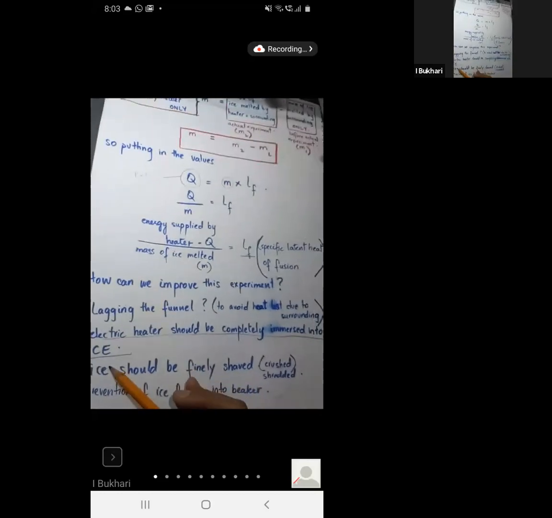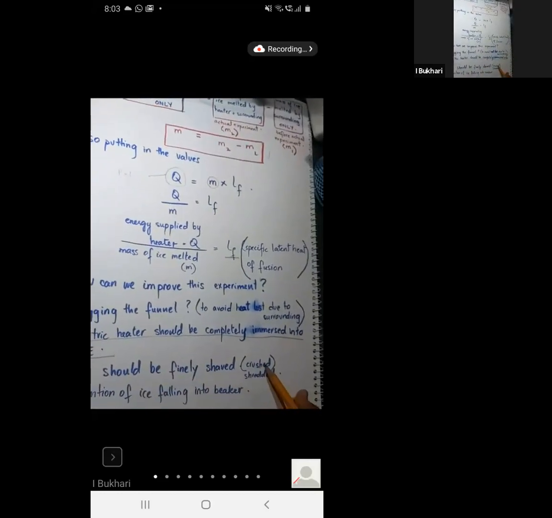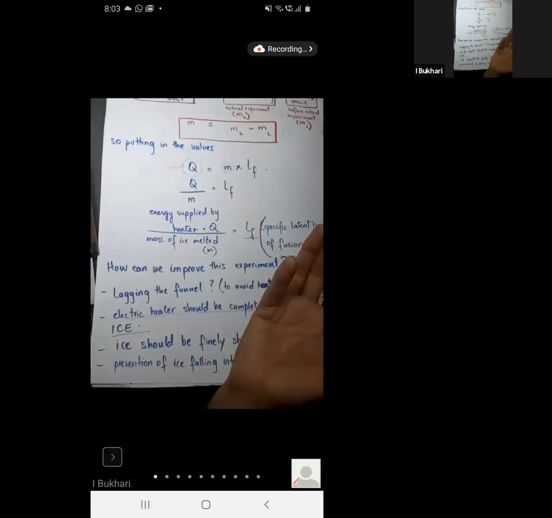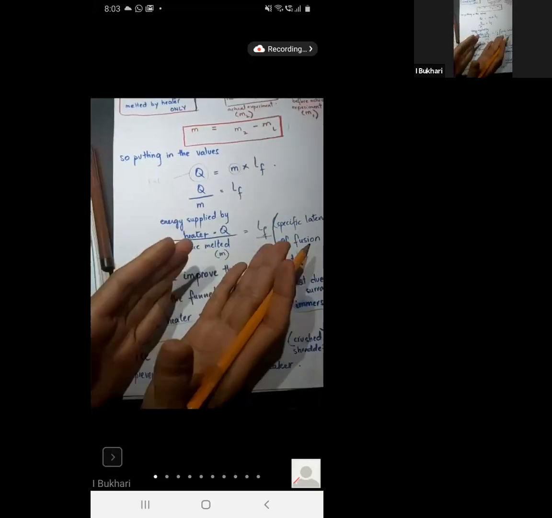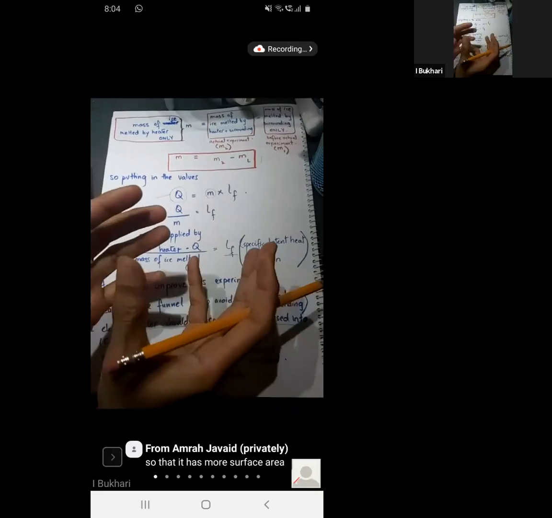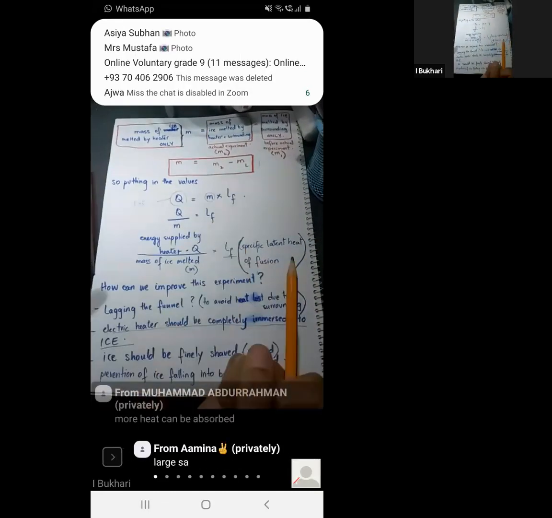Another thing, ice should be finely shredded or crushed. Why? So as to increase the contact area between the ice and the electric heater, so heat will be absorbed more efficiently, right?